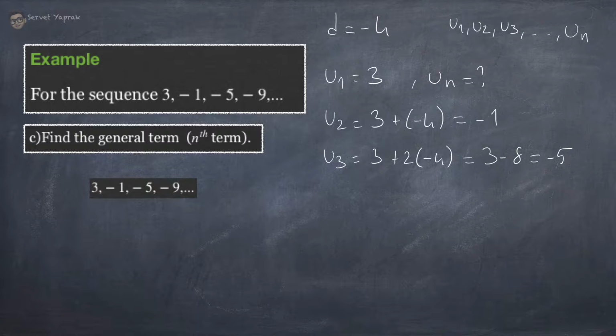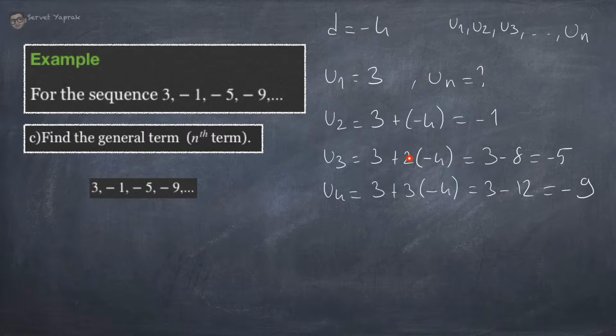This is our third term. Fourth term again, first term plus, this time we will add three common differences to it. 3 minus 4, 3 minus 12, which is negative 9. If you look at this pattern, we always add one less number of common differences to the desired term. So fourth term, we added three common differences to the first term. Third term, we added two common differences to the first term.